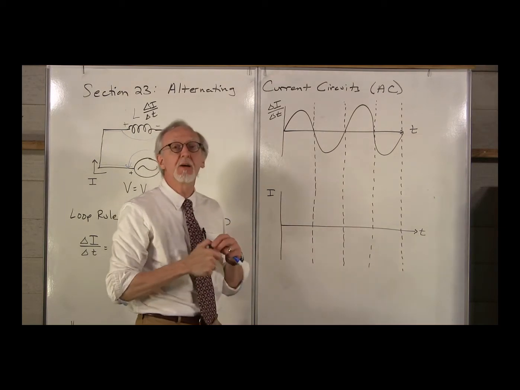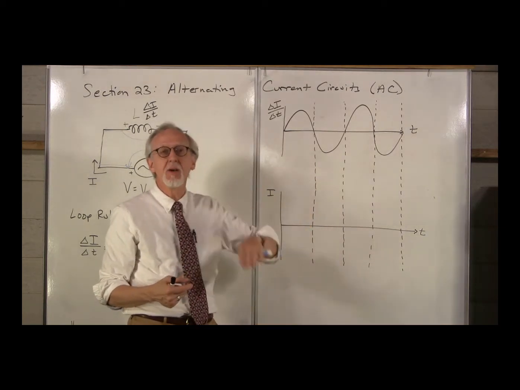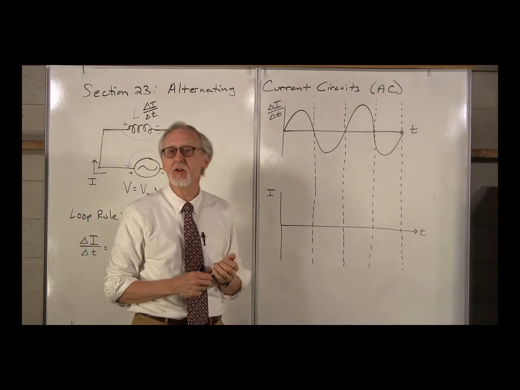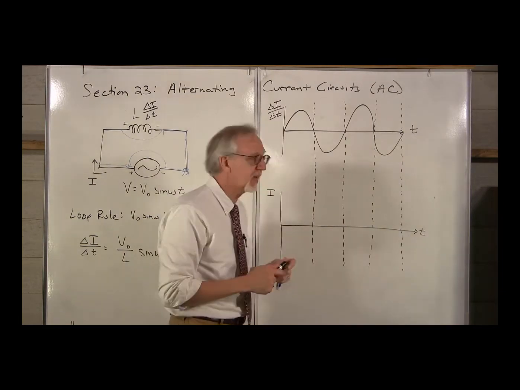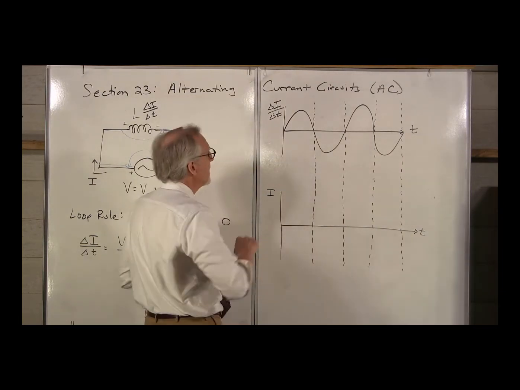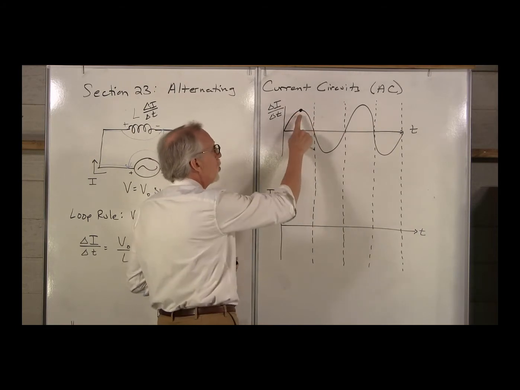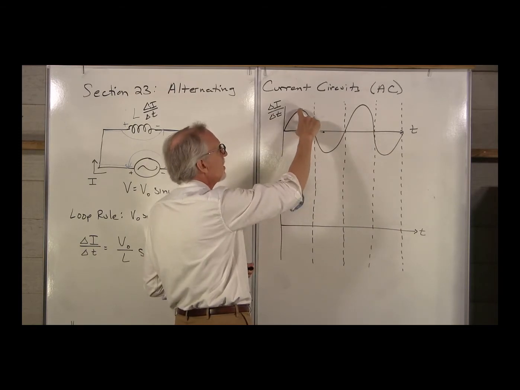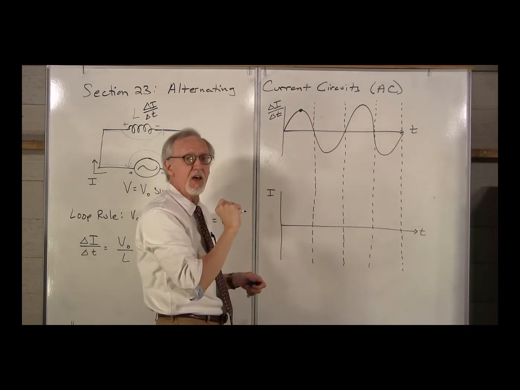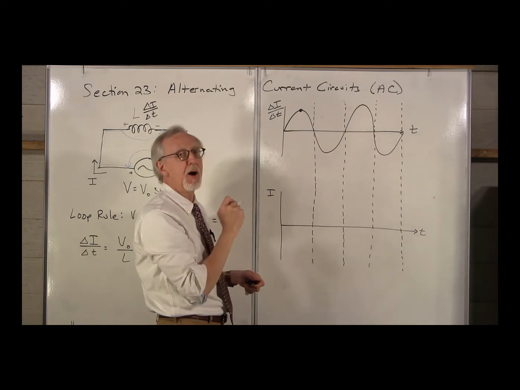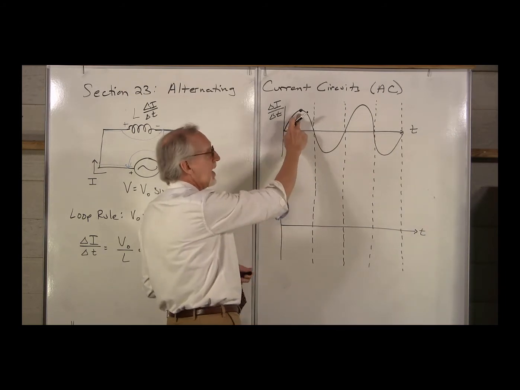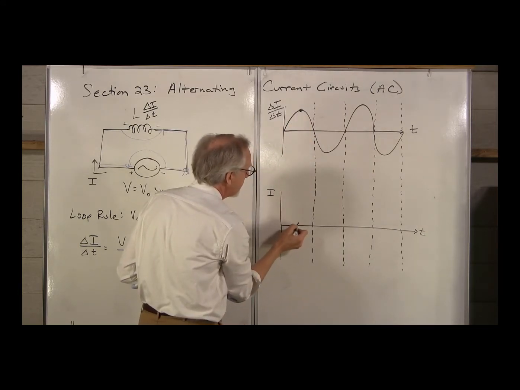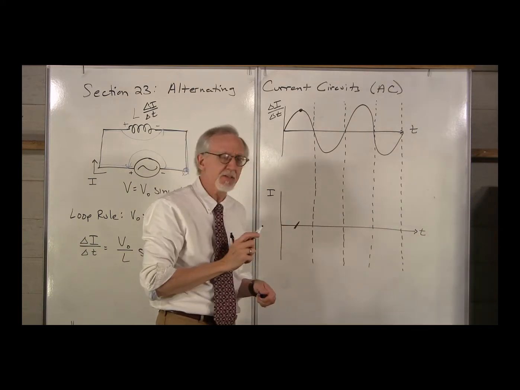Be careful. With the capacitor, we had the graph and we wanted the slope. Now we have the slope and we want to figure out what the original current graph looks like. Let's think about that. At this point up here, we're not taking the slope of that. This is telling us the slope. The slope is the largest possible positive value. So I'm going to draw a little line segment to indicate a large positive slope.